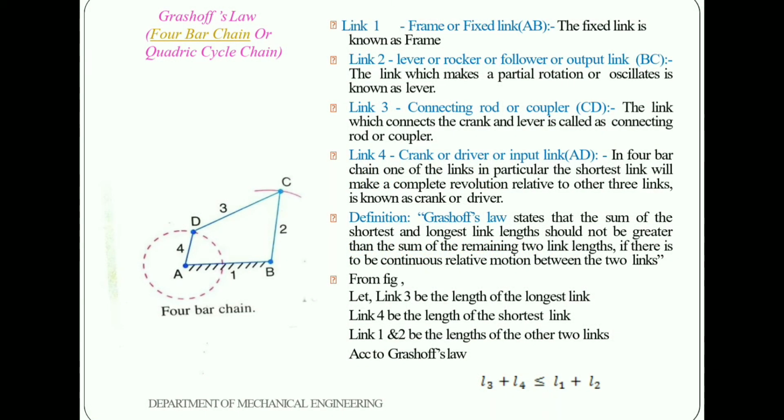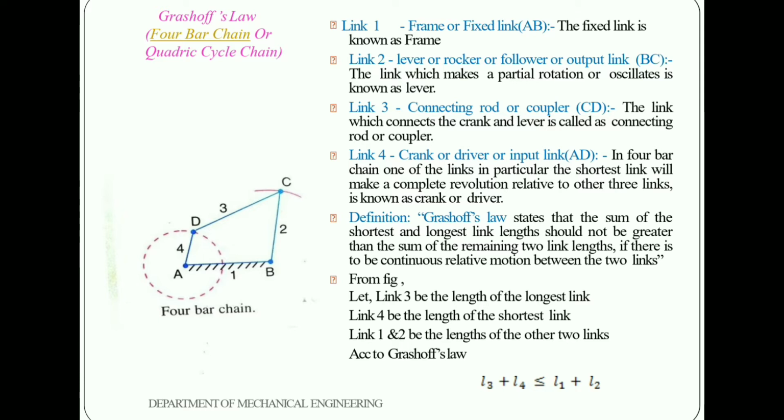Hi everyone. In this video, we are going to see what is meant by a 4-bar chain and inversion of a 4-bar chain. First of all, here we see the 4-bar chain, or quadric cycle chain mechanism. A 4-bar chain is the most fundamental and the simplest kinematic chain. It consists of 4 links and 4 turning pairs. The figure shows the 4-bar chain.